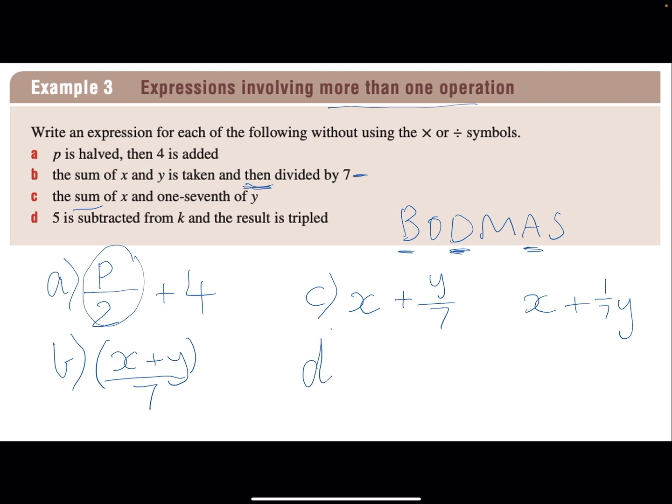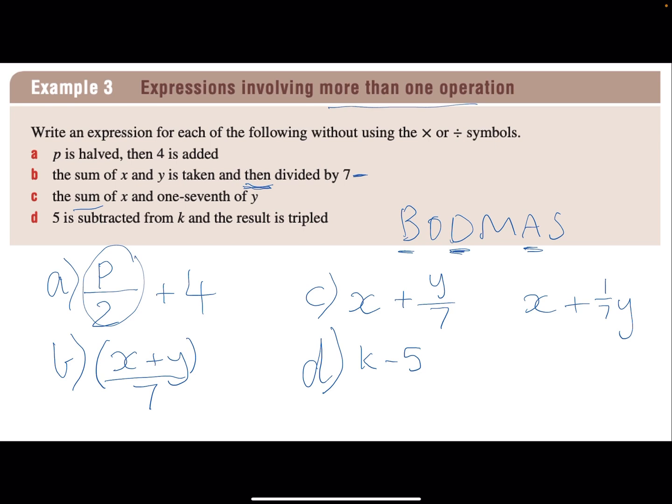And the last one we're going to look at is letter D. 5 is subtracted from K, and then the result is tripled. So we've got 5 subtracted from K first, so K minus 5, and then we want that result tripled.